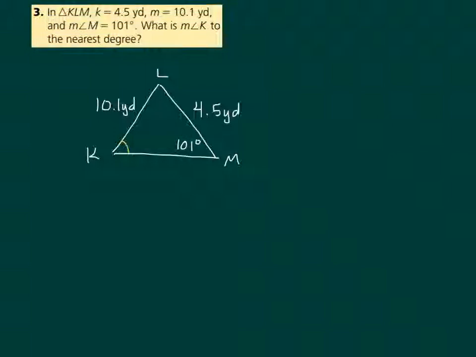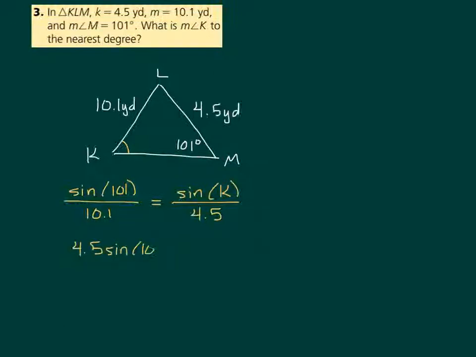How do we set this up? We just say the sine of 101 over 10.1 is the sine of whatever angle K is over 4.5. So now you could cross multiply, or we could realize that we could just multiply each side by 4.5. So we get 4.5 sine 101 over 10.1 is the sine of angle K.